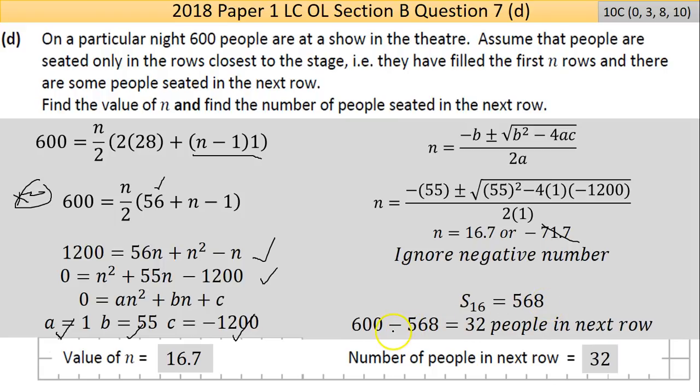Now, there's still 600 people, so the second part of the question is, how many people are left over after the 16th row? Well, if you take 568 from 600, that's how many people are left over, and that comes out to me as 32. It's a fairly hardcore question, lots of words.